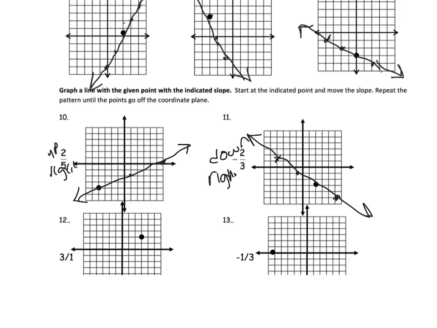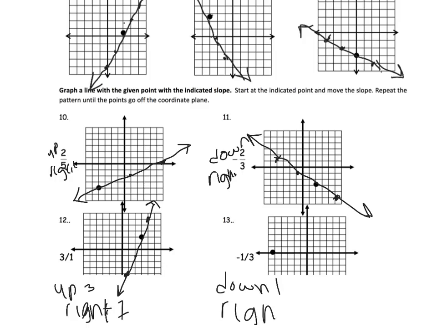Here you have a slope of 3 over 1. So you're going to go up 3 and right 1. So up 3, right 1. And you'll just continue the pattern. In example number 13, it's -1/3. So you are going to go down 1 and right 3. Down 1, right 3.